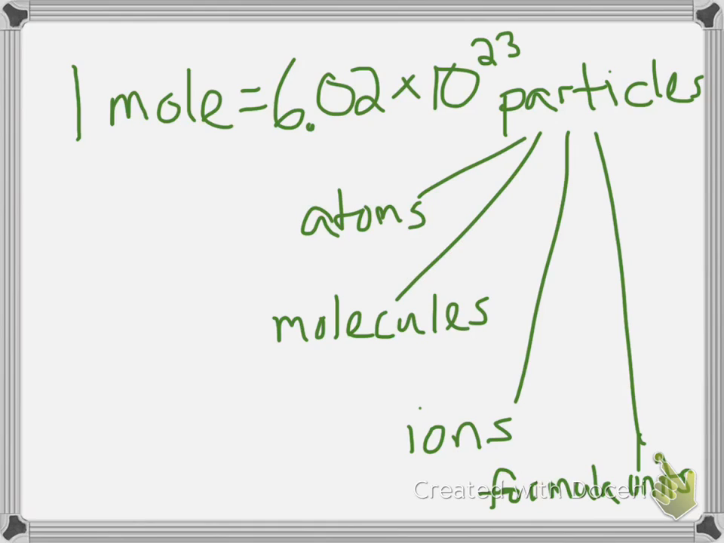Particles can be atoms, molecules, ions, or formula units. Those are all examples of particles. So if you have 1 mole of atoms, you have 6.02 times 10 to the 23rd atoms. If you have 1 mole of molecules, you have 6.02 times 10 to the 23rd molecules.